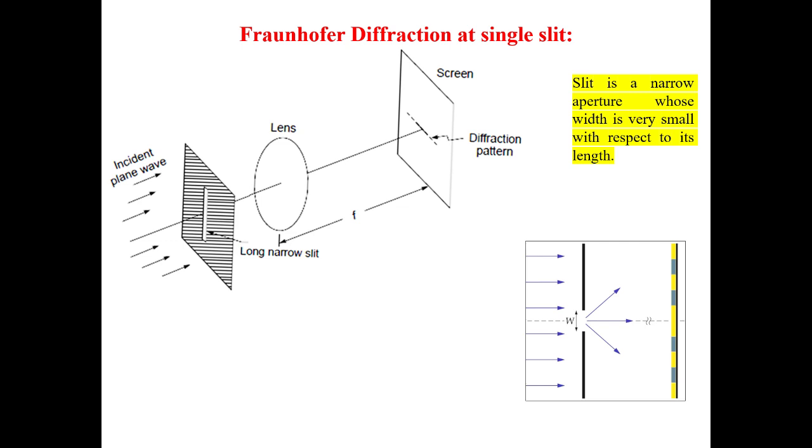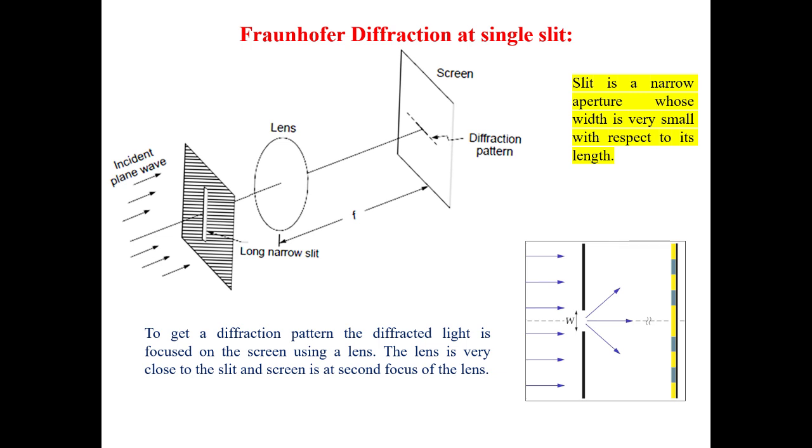Now one gets a specific type of intensity pattern at the screen depending upon how many slits are used for the diffraction. We'll discuss one by one the diffraction pattern by single slit, by double slit, and by a large number of slits in the next lectures.